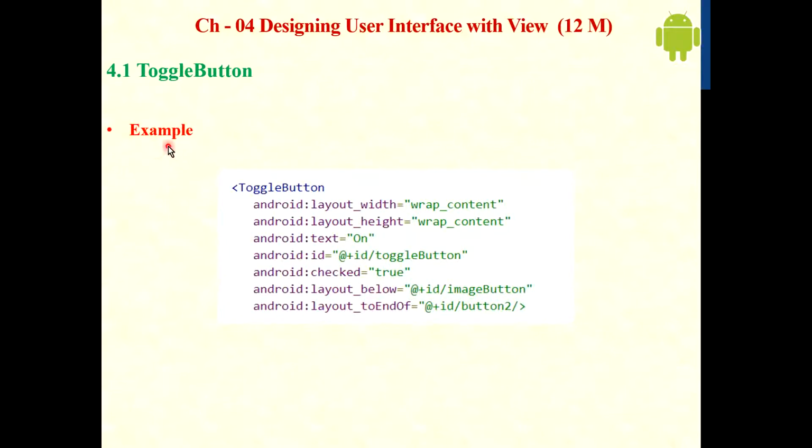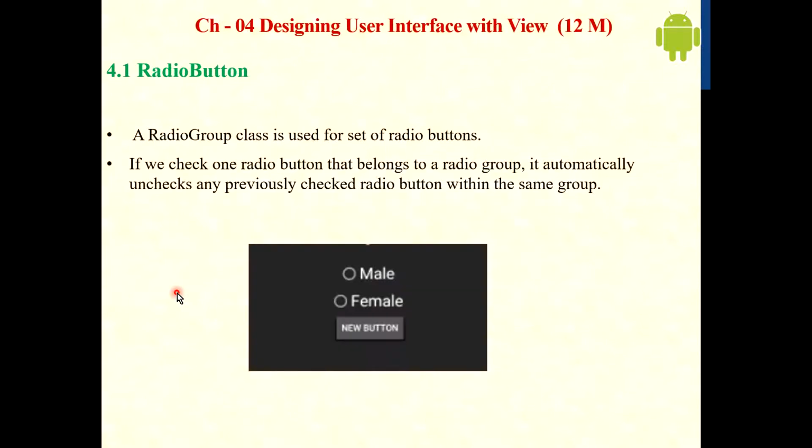Here is one example of a toggle button, and there are various attributes. Some attributes are common for every component, like layout width, height, text, ID. Then checked or unchecked: if you pass checked, then it is in the on state. Here we also pass layout below and layout to end of. So this is a simple example of a toggle button.